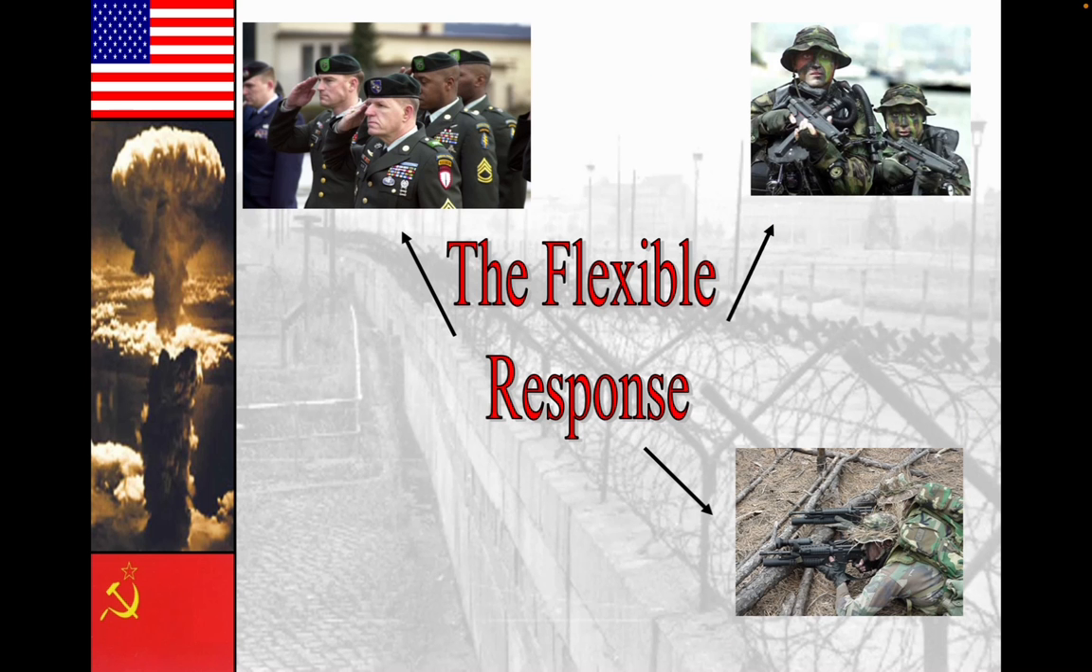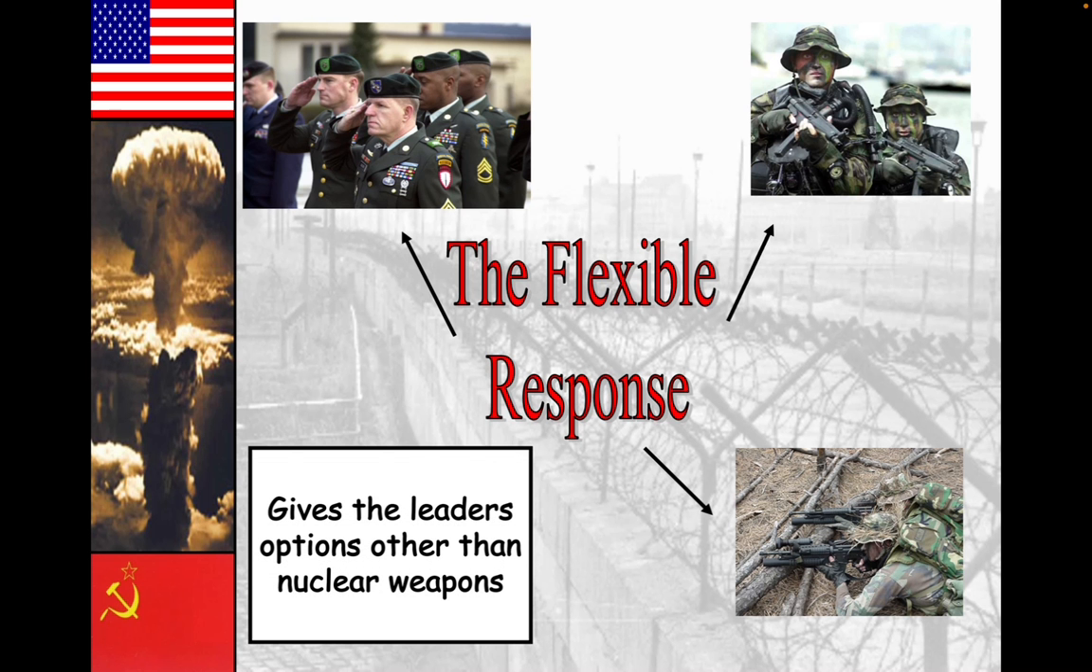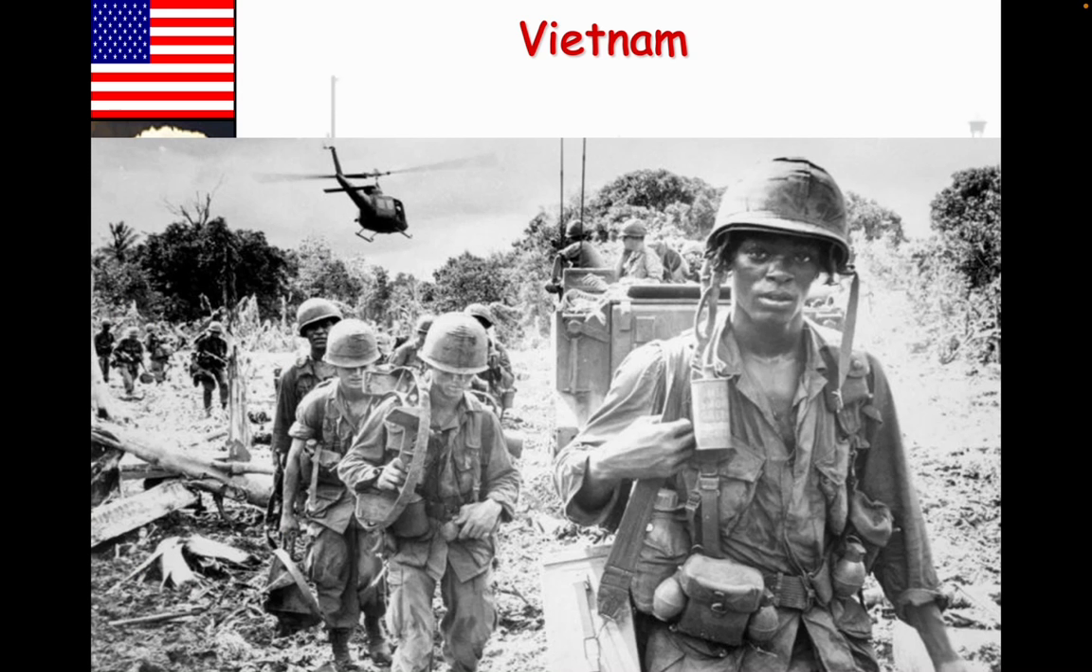Both sides begin to develop other means to respond to this. This is known as the flexible response. One of the things that come from this are the special tactical units that the United States military has, such as Delta Force in the upper left, the Navy SEALs, Force Recon, things like that. Both sides now are specializing in these elite military units that can be sent without declaration of war to respond. This is going to give leaders options other than full nuclear weapons. So, this is a pretty significant change in Cold War tactics.